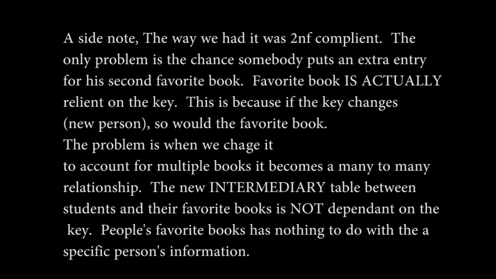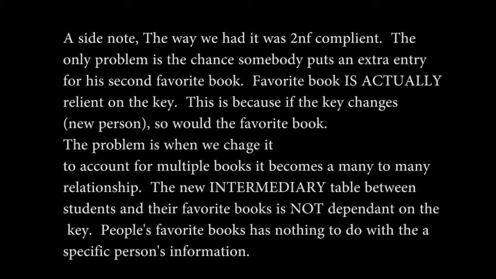Basically, the second normal form rules say anything has to be reliant on a key. And a really simple example of this is like today's weather. If you put that with the student's information, it's completely unreliant. That has nothing to do with the student information at all. The way I have this set up, favorite book is reliant on the key.